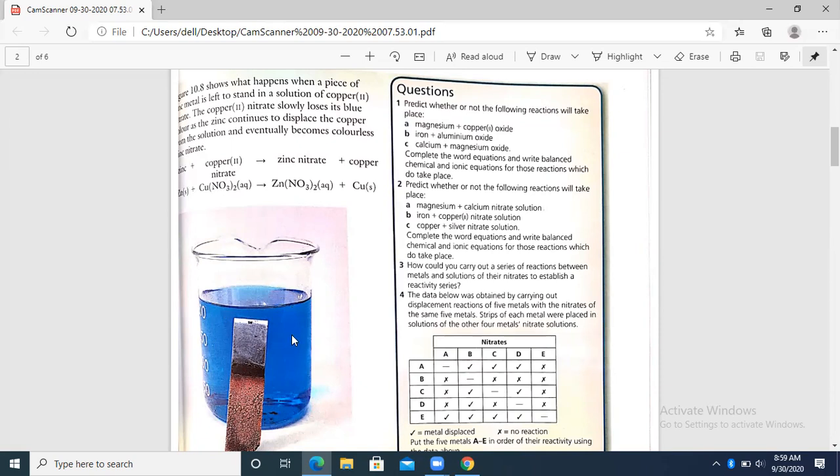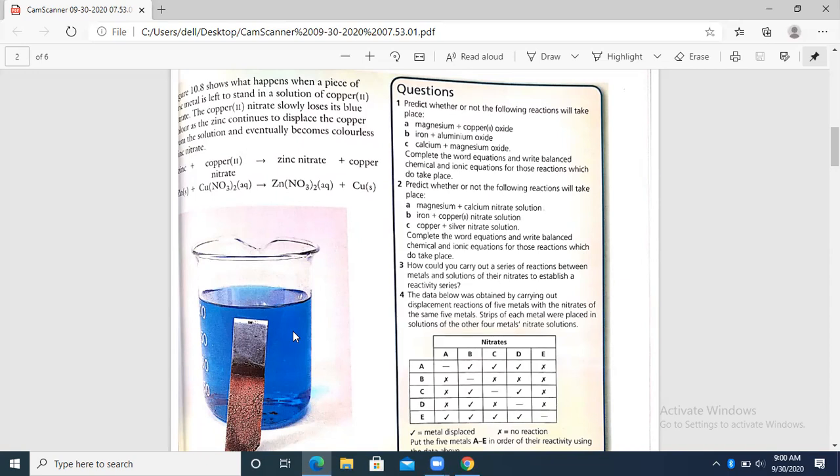The blue color fades as the zinc continues to displace the copper from the solution, and eventually, finally, what will happen? It becomes colorless zinc nitrate. Meaning there is no copper. Copper is displaced from the solution, and zinc came there. Now the zinc nitrate solution is a colorless solution that we will get. So that is the case of the aqueous solution. So in the case of aqueous, there is no matter. What will happen now?